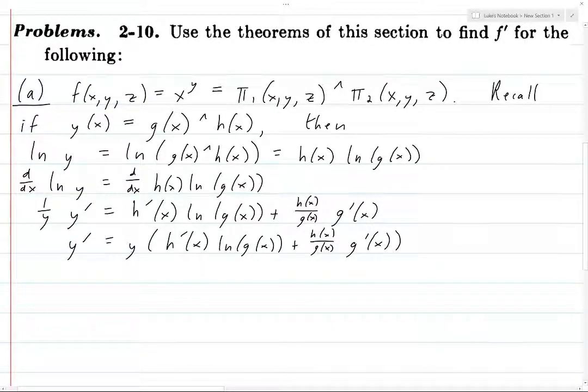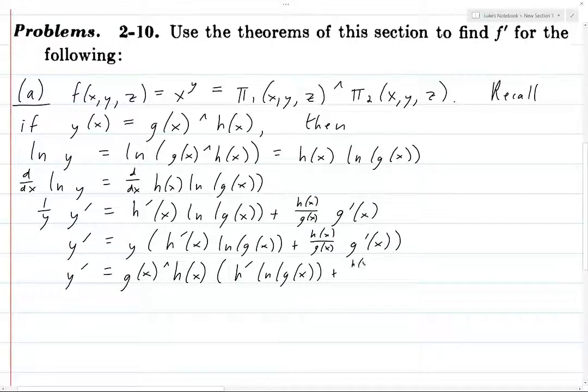Then we finally replace y with what we started with. So y equals g to the power of h, and y prime equals g to the power of h, and this whole thing is multiplied by h prime times the natural log of g of x, plus h over g times g prime. We use this equation all the time in this problem.